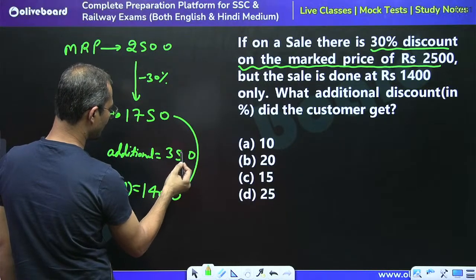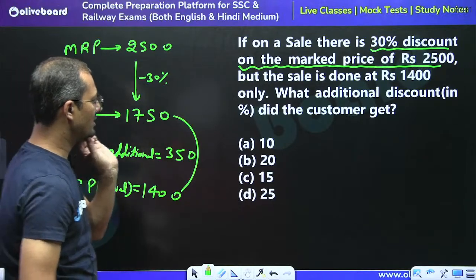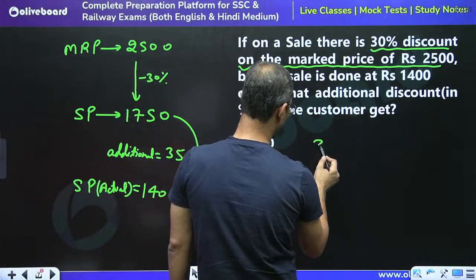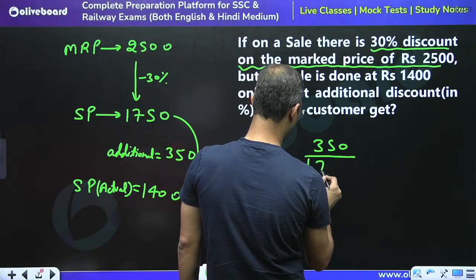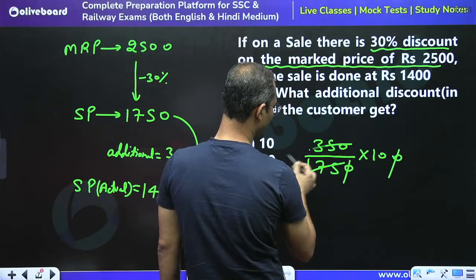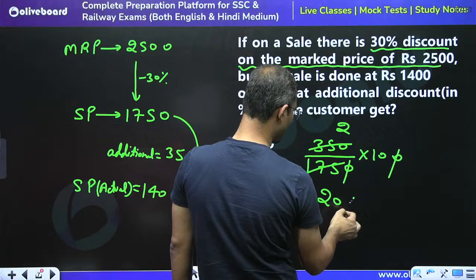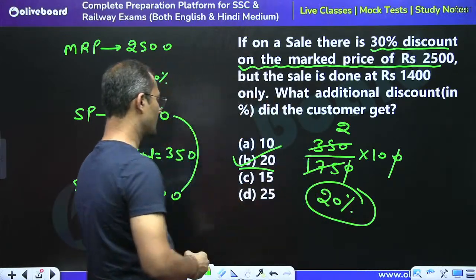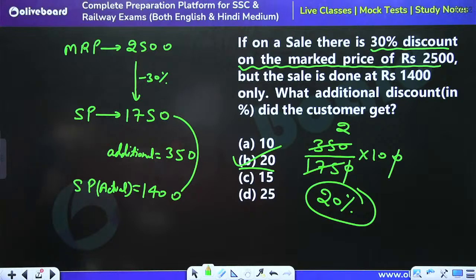So we can say that he has received a discount of 350. The additional discount is 350 on rupees 1750, into 100. The zeros cancel, and we can say that he has received an additional 20% discount. So the customer received an additional 20% discount on the given discount of 30%. I hope this is clear to everyone.